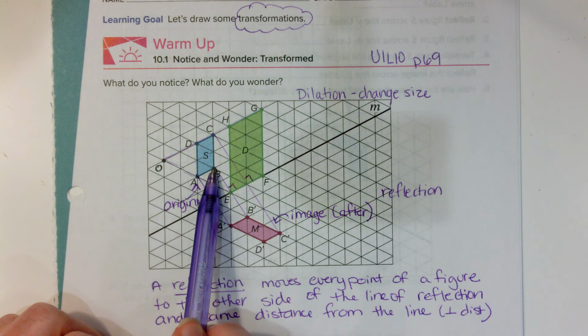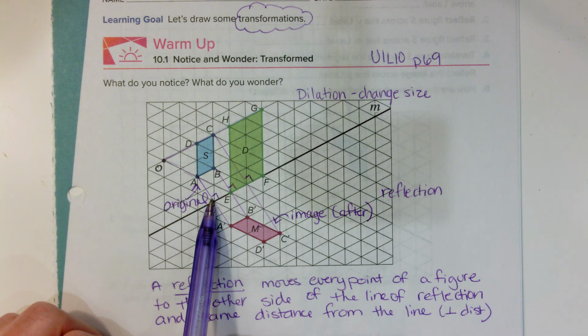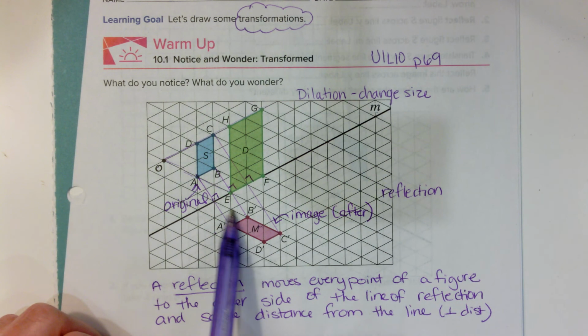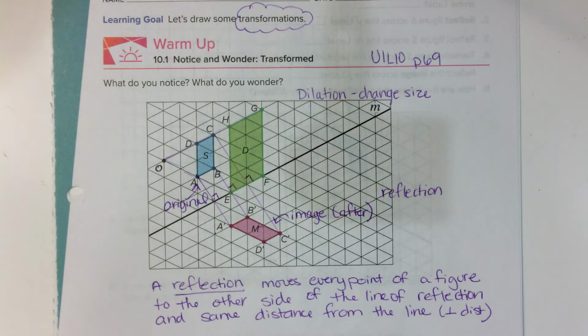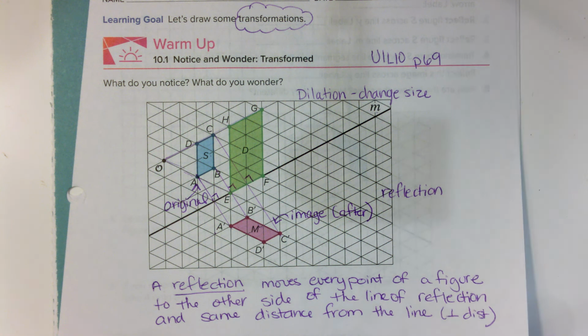If I'm going to go down 2 to get to this line, then I need to slide it in the opposite way, going back up 2 to get to the other side. That's something when your line is not vertical or horizontal, it can be tricky to do your reflection with counting. Let's try that then on the next page.